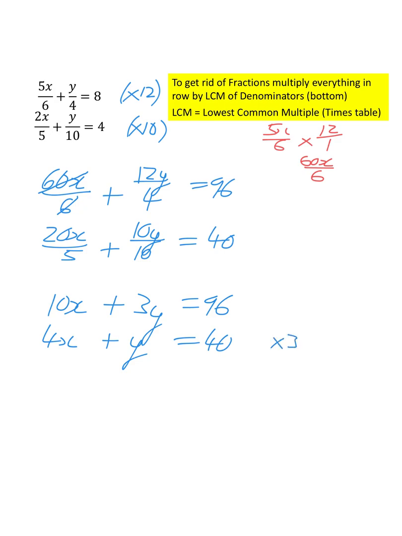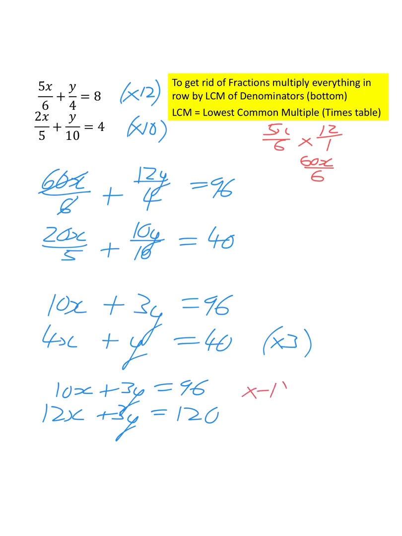So I'm going to times the bottom by 3. The top stays as it is. So here I'm going to have 12x plus 3y equal to 120. Now in order to cancel, I'm going to multiply the top by minus 1. Minus 3y and plus 3y cancel. Minus 10x plus 12x will be 2x. And minus 96 plus 120 will be 24.